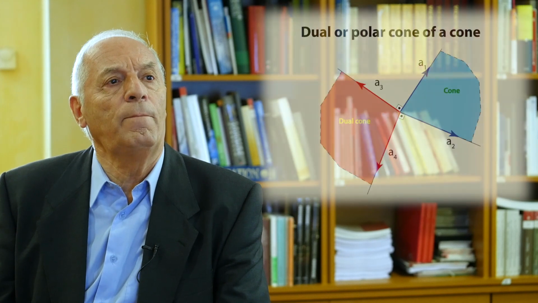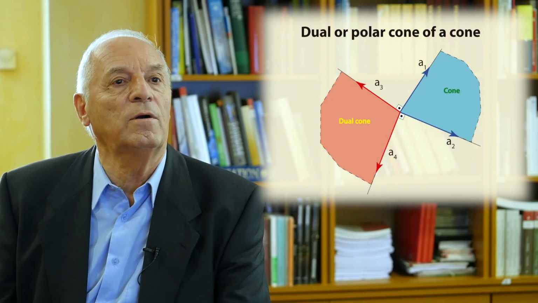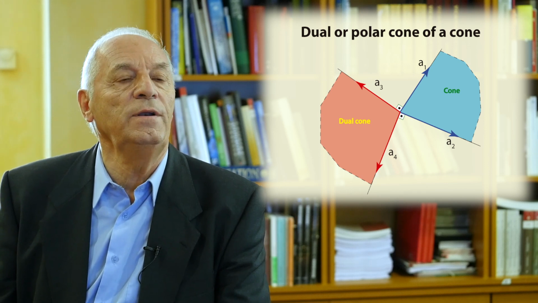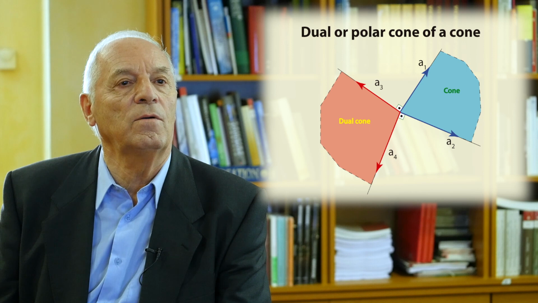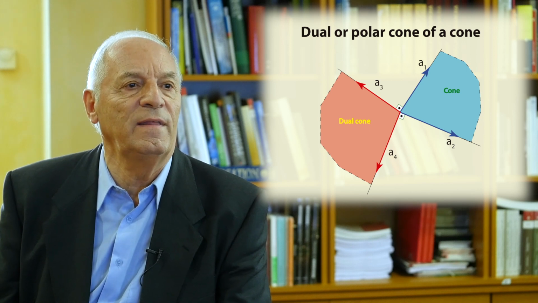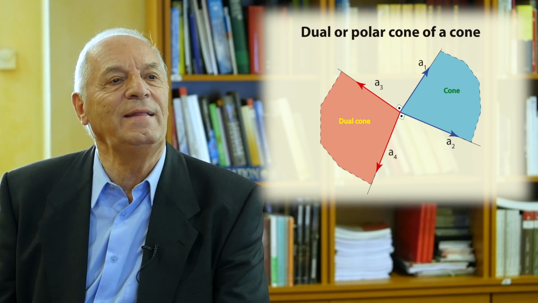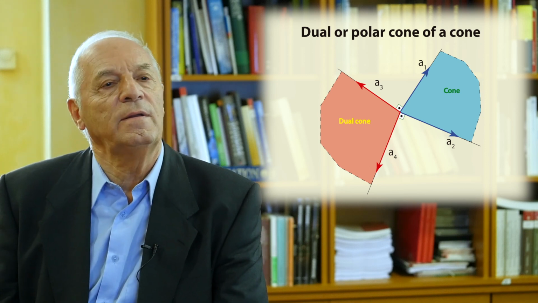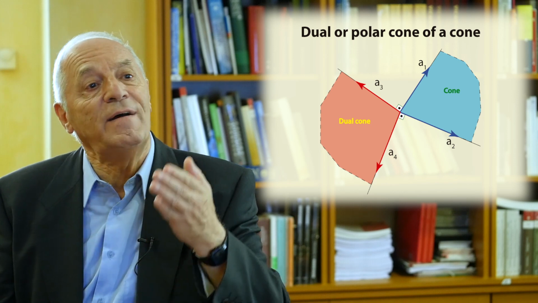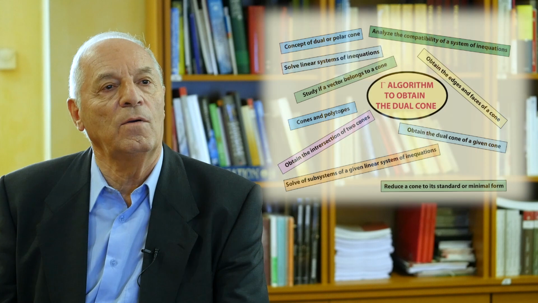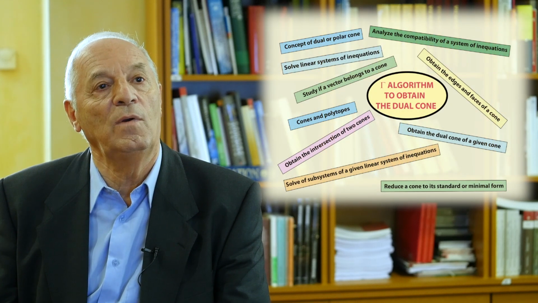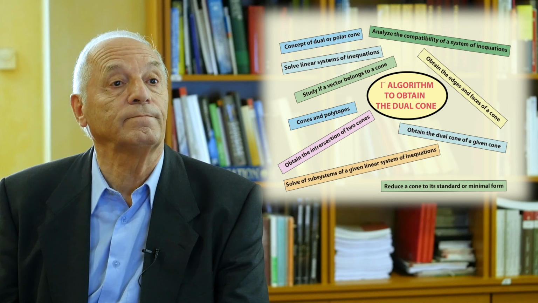The concept of the dual or polar cone of a given cone is very important. First, we need to know that given a cone, we can find what is called the dual cone. We will define that, and this will be the main element in the course, because we are going to give an algorithm that, given a cone, will give us the dual cone. And based on this algorithm, we are going to solve all the problems that we will state.